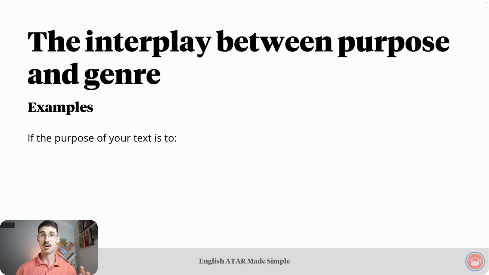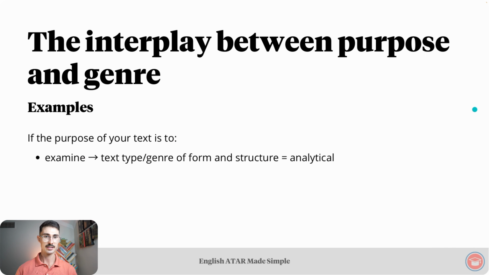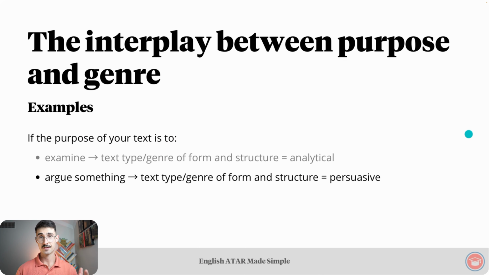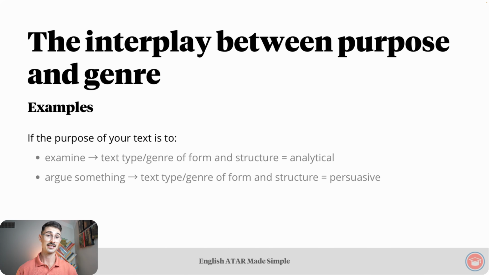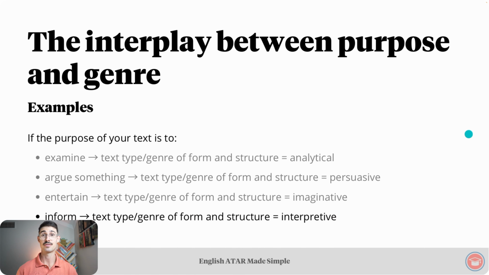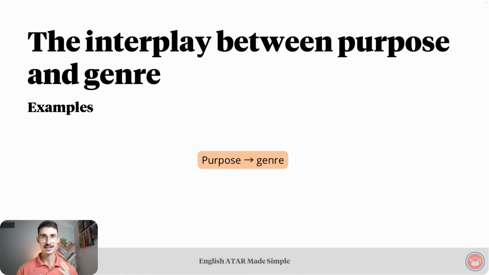If the purpose of your text is to examine, the text type or the genre of form and structure will be analytical. If the purpose of your text is to argue something, the text type or the genre of form and structure will be persuasive. If the purpose of your text is to entertain, the text type or genre of form and structure will be imaginative. And if the purpose of your text is to inform, the text type or genre of form and structure will be interpretive. From these examples, hopefully we can see that purpose determines genre.